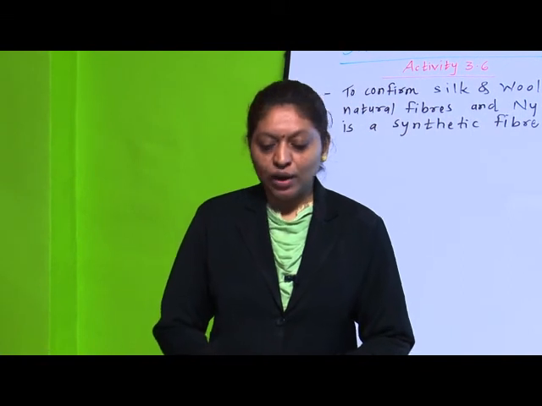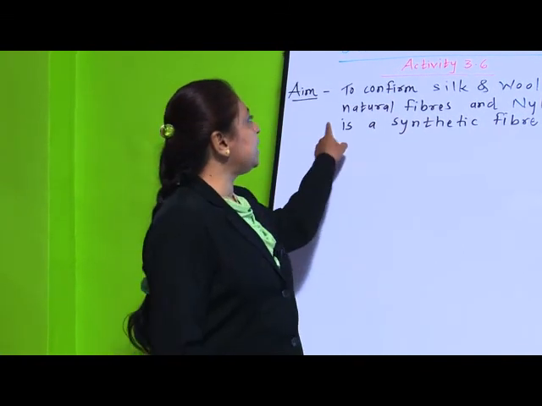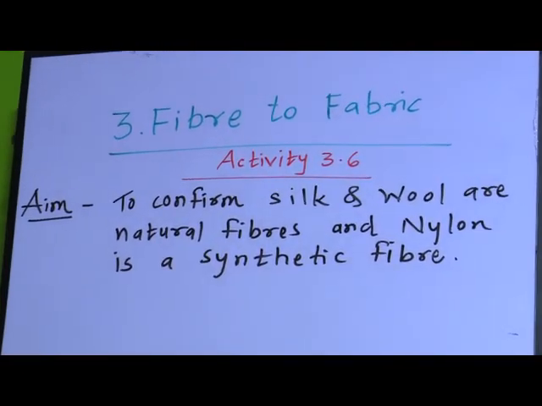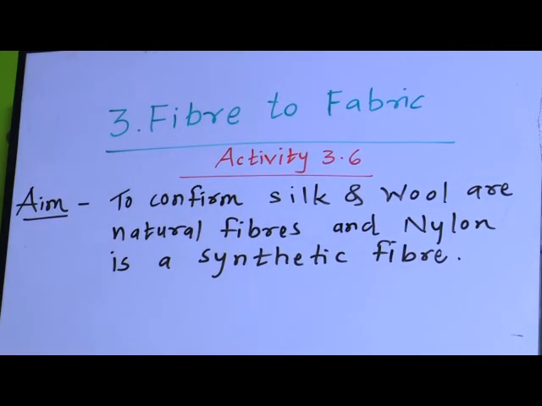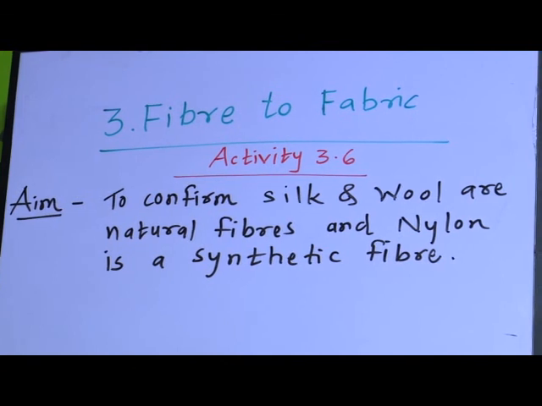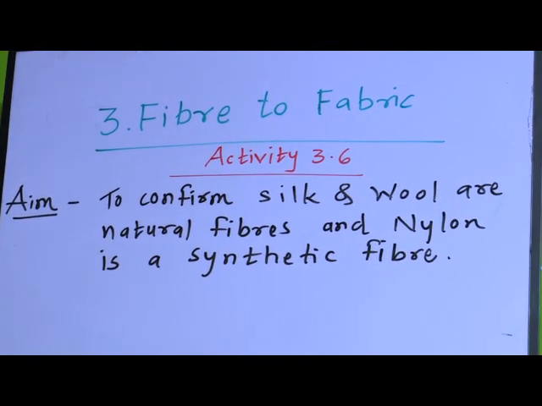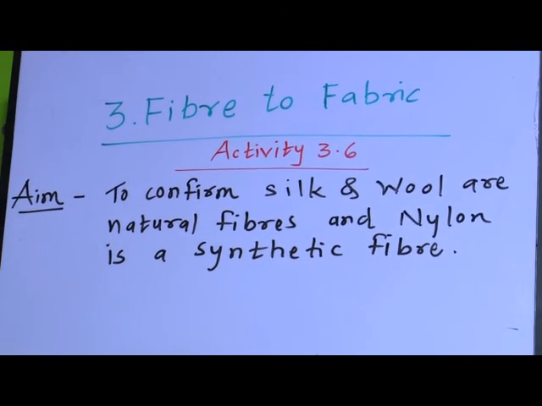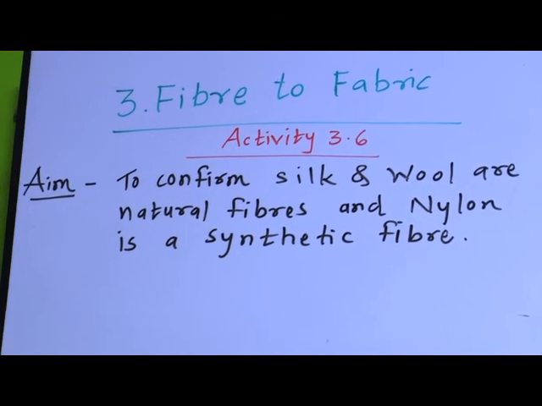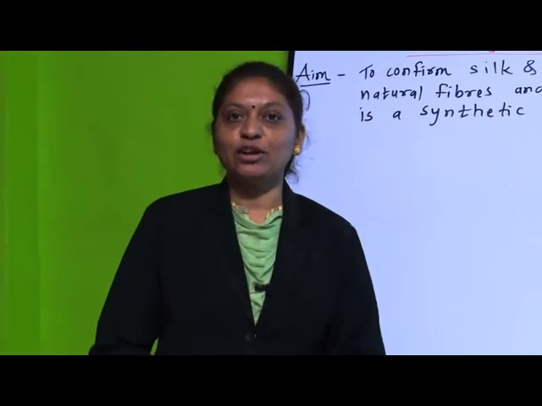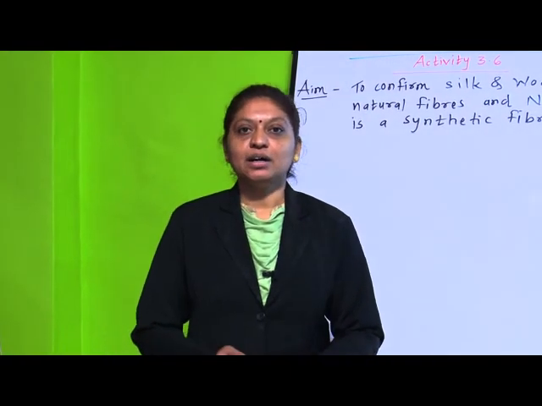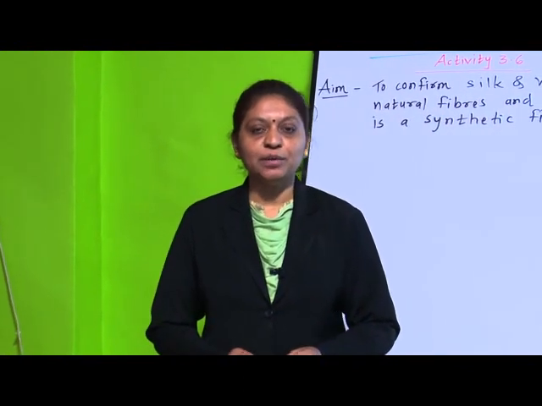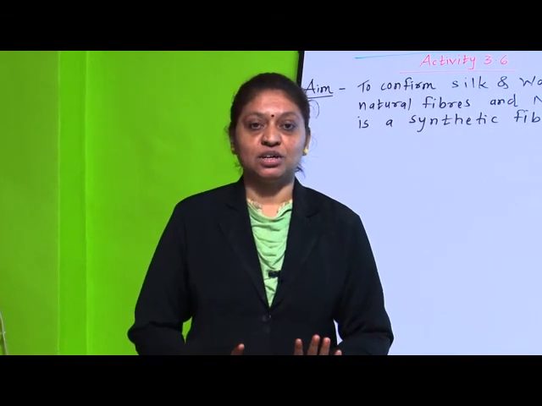Okay, now I am going to tell you about an activity, which is activity number 3.6. What is the aim of this activity? To confirm that wool and silk fibers are animal fibers and nylon is a synthetic fiber. In short, what is the requirement for this activity? It is given in the textbook. We require wool fiber, nylon fiber and silk fiber, and also a candle and a matchstick. The procedure I am going to explain here, so you only have to understand this activity.